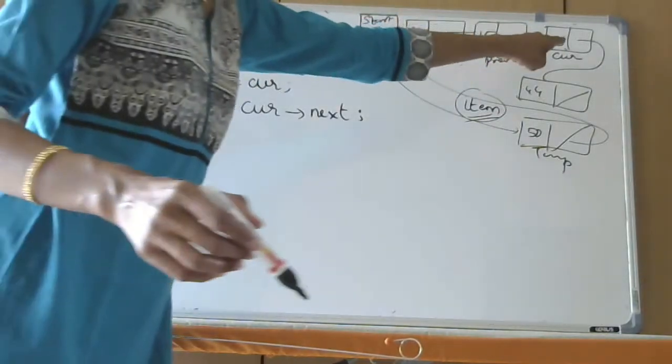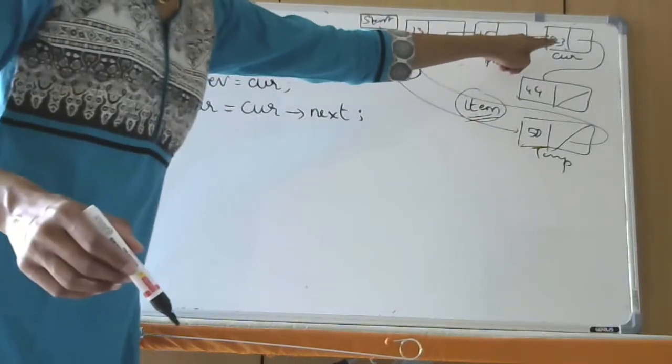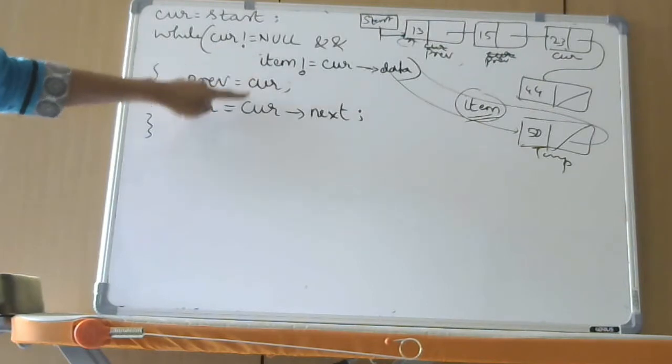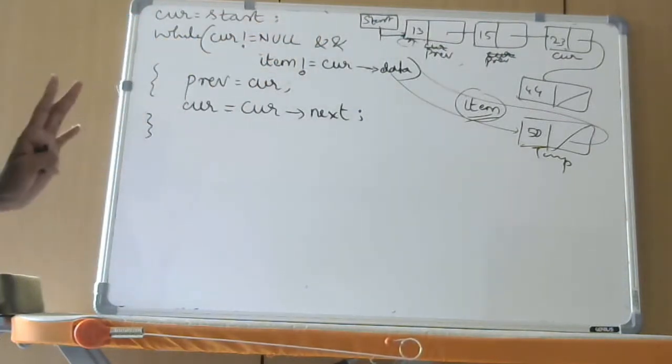Because I want to insert before 23. 23 is my item. Item is what? 23. Current of data is what? 23. So this condition is not satisfied. So even if one condition is not satisfied, it will come out of the loop.